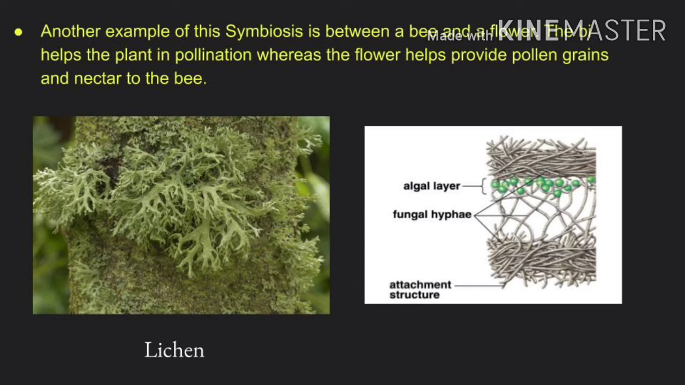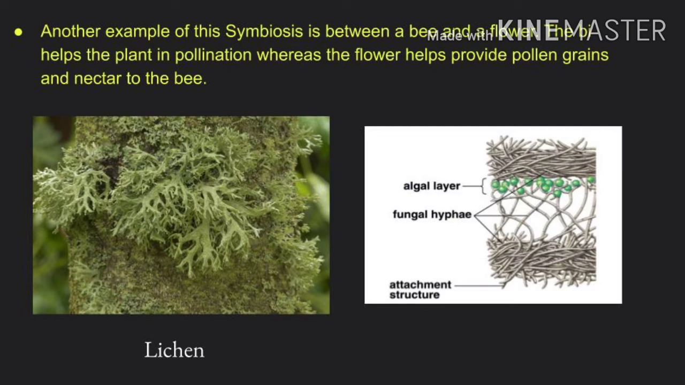The last example of symbiosis that we can see is between a bee and a flower. The bee helps the plant in pollination. Okay, pollination is how plants reproduce. The pollen grains from the flowers stick to the legs of the bees, and the bee travels from one flower to another, where the grains are transferred. Okay, so that is pollination. You will study it later in higher classes in detail also, don't worry.